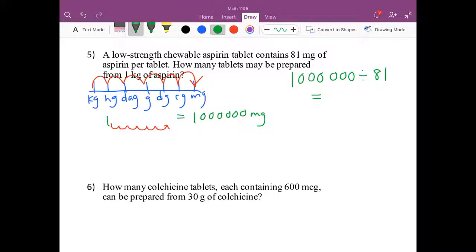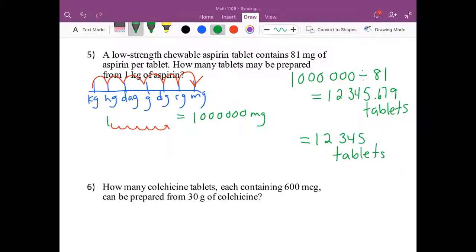And I get 12,345.679 tablets. So how many tablets can be prepared? Well, we can actually prepare 12,345 tablets. Okay, just like when you're rounding with people, we have to go to a whole number. We don't want to say we can make half a tablet or so on. We need to make them whole tablets, but we also need to round down.